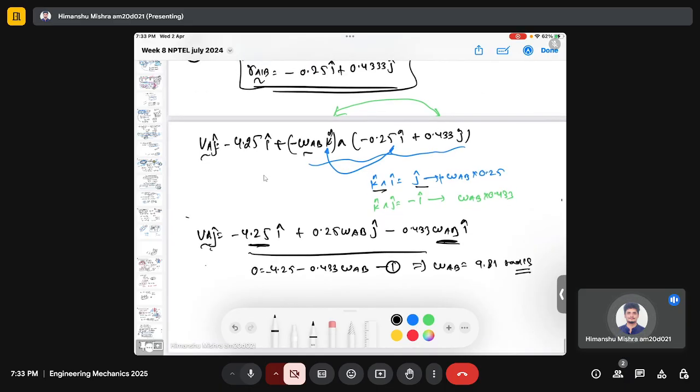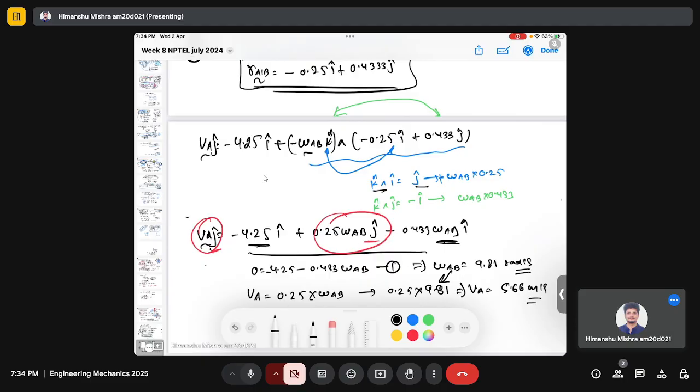Now if we write the y component equation, this is in y component and this is in y component, both have j cap. So it is VA equals 0.25 multiplied by omega AB. So this will be 0.25 multiplied by 9.81, which is my omega AB. So my velocity of point A will be 5.66 meter per second. So this will be my velocity of point A.